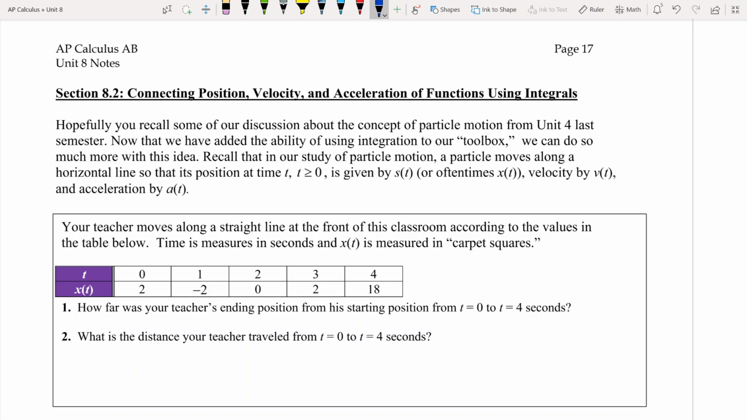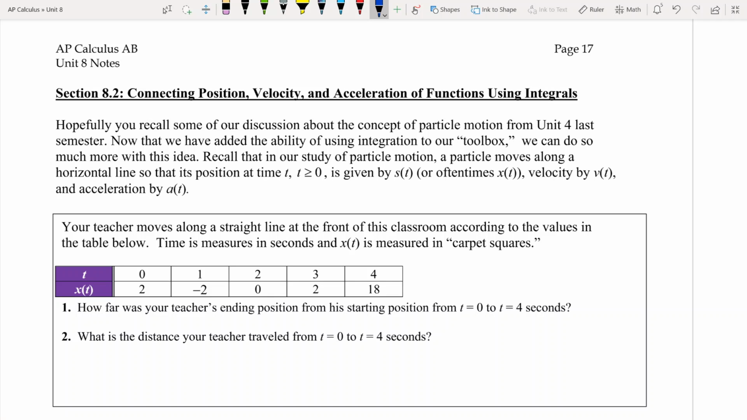We also talked about using the idea of displacement and distance traveled when we were dealing with these pieces before. This first question is a review of that. Your teacher moves along a straight line in front of the classroom according to values in the table below. Time is measured in seconds and x of t is measured in carpet squares. So we want to know how many carpet squares this teacher is moving in a straight line.